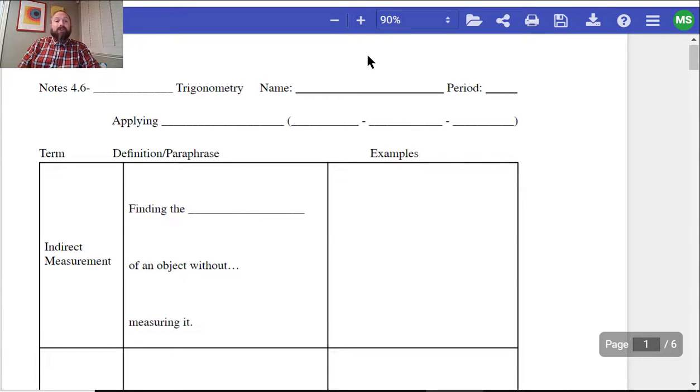We're going to be talking about 4.6, Applying Trigonometry. Make sure that you put your first and last name as well as your period number. So once again, we are dealing with Applying Trigonometry.